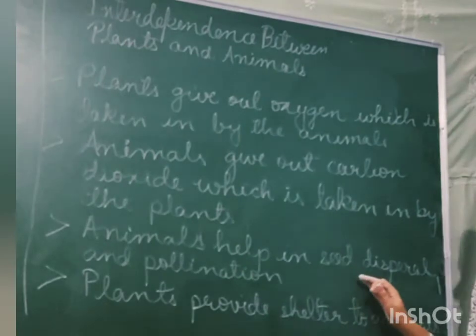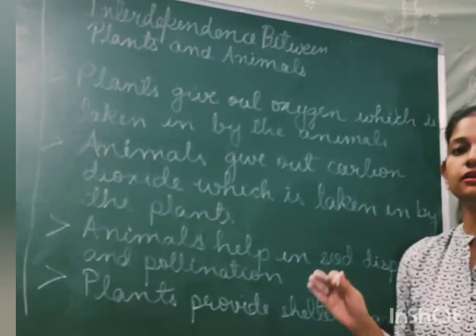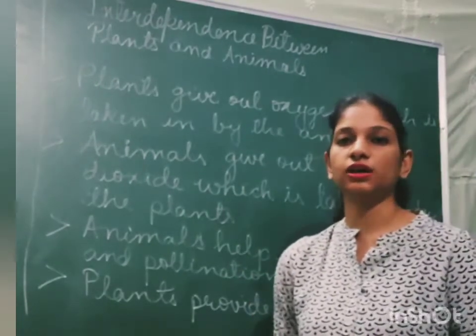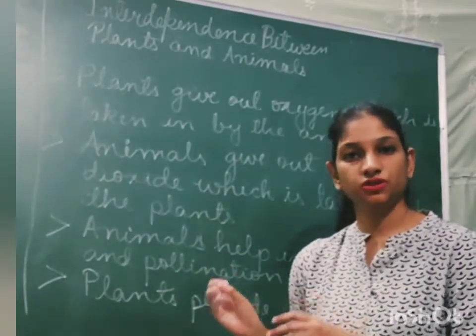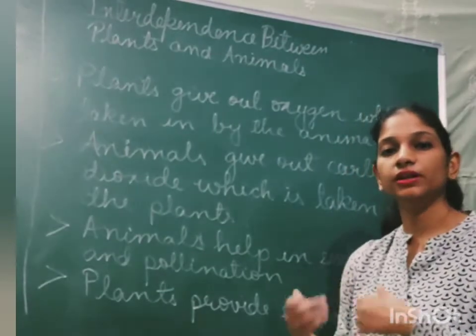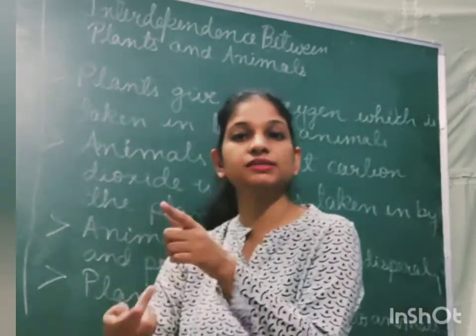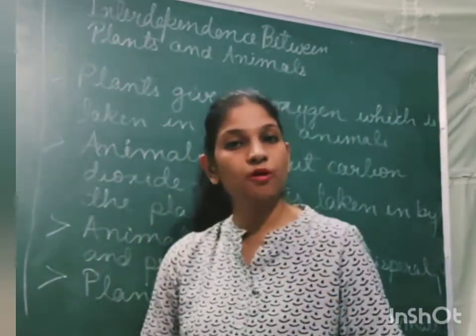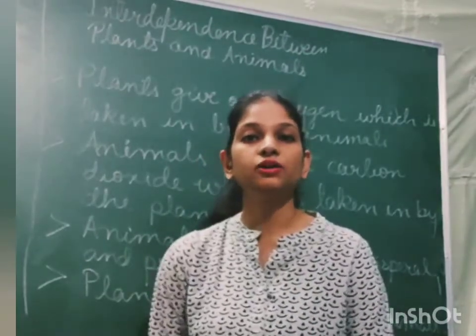So, how do animals help the plants? They help in seed dispersal. How does seed dispersal happen? The seeds of certain plants get stuck to the body of the animals. When the animals go to some other place, there the seeds drop off from their body and might grow into new plants.